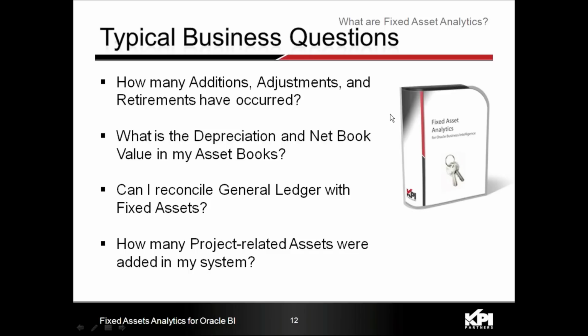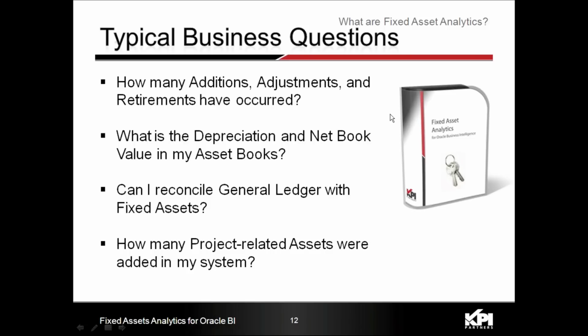How many project-related assets were added in my system? Let me give a common business scenario to explain this. I have a manufacturing company where I own, say, land, buildings, machinery, and vehicles. Let's say my company is into the construction business and I'm constructing a new building, and this construction of a building is captured as a project in my Oracle system.